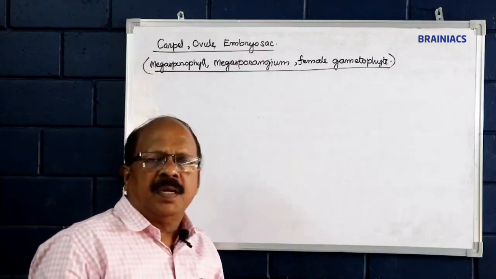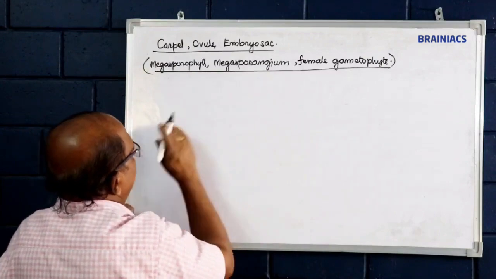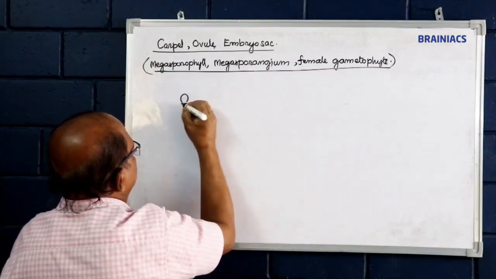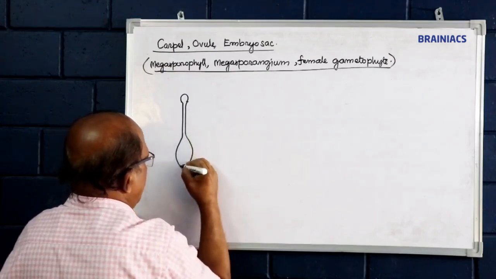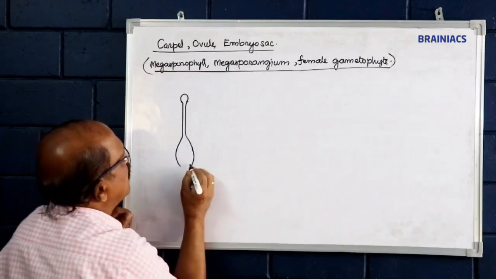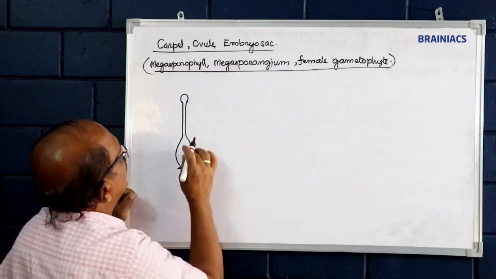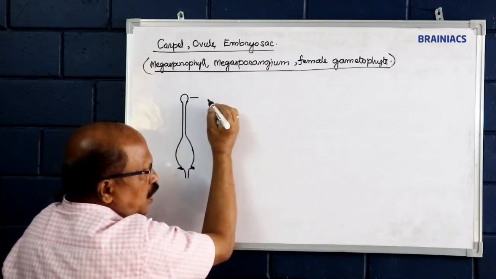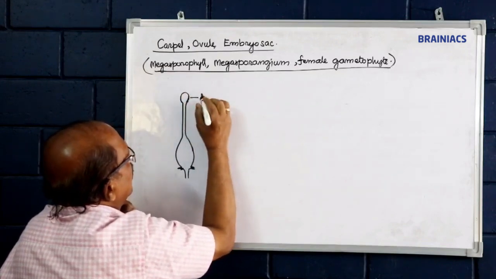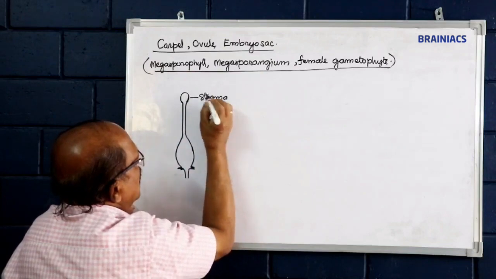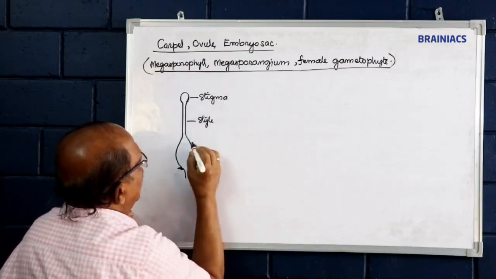See, gynoecium is the female reproductive part of a flower. Gynoecium, which is formed of simple units called carpel. Each carpel contains a solid free end which is called stigma. This is stigma, and a slender style and a swollen ovary.